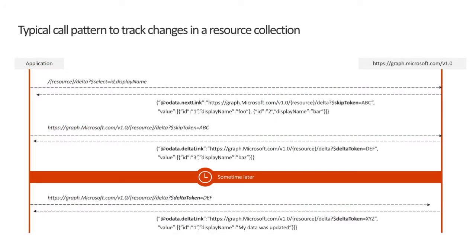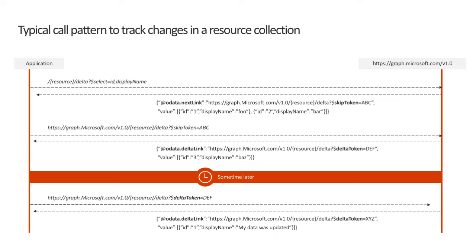So how does this work? Well, first, a Delta query is going to be made to a collection of resources and specify all the properties that you want to select. The data is going to be returned along with a next link response header, indicating that there's some more data available to us.